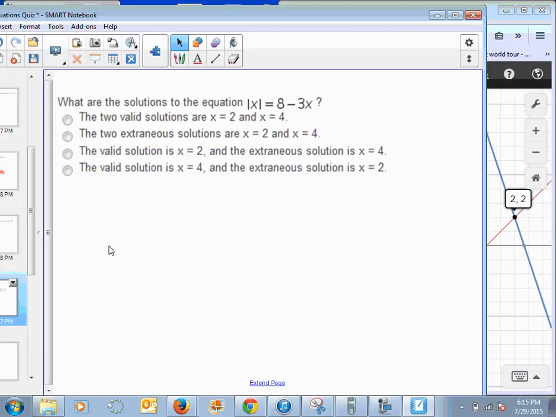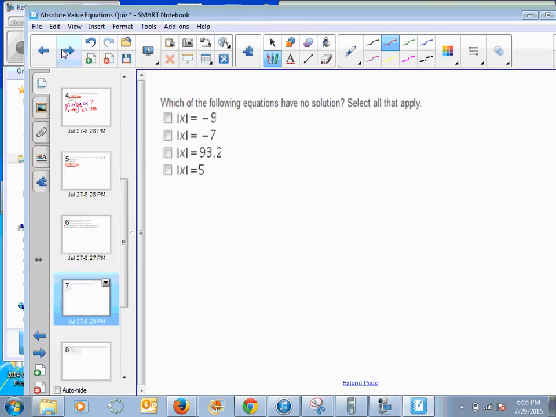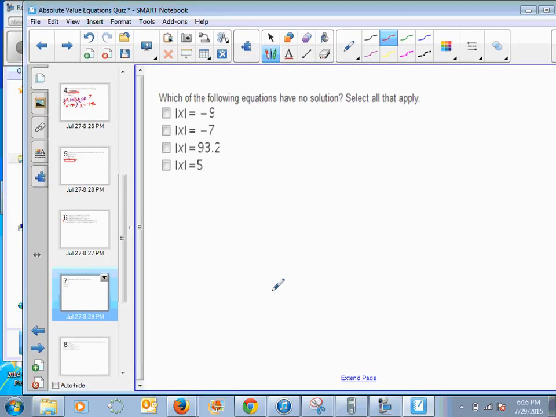So that means the only valid solution is x equals 2. And then there's this thing called an extraneous solution. We're going to look at that come up here in a second. So let's select this one, and I'll show you what an extraneous solution is. Since it crosses at 2 over there, that is the only valid solution.